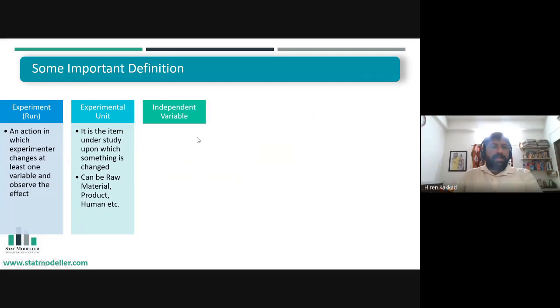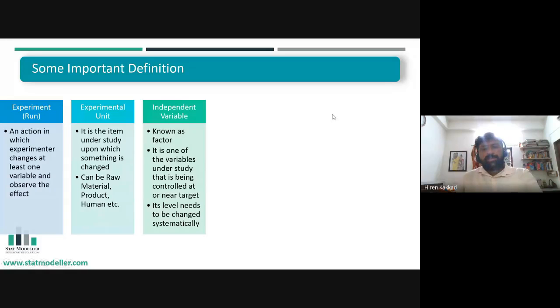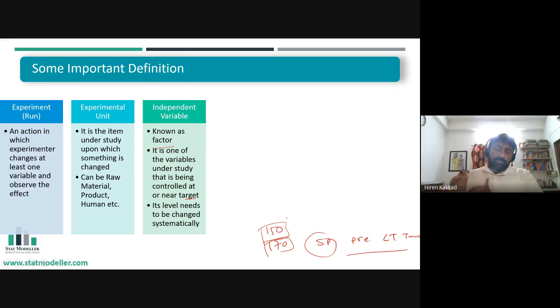The third is the independent variable. As I was talking about this experiment, the speed, pressure, cooling time, temperature, all these things are nothing but the independent variables, or you can say factors. It is one of the variables under study that is being controlled at or near the target. There is some requirement, like what should be the speed. They have defined that the speed should be, let's say, between 150 to 170, right? That is what they had defined, and it should be maintained between this. And now in that we have to make the levels, like low level and high level.